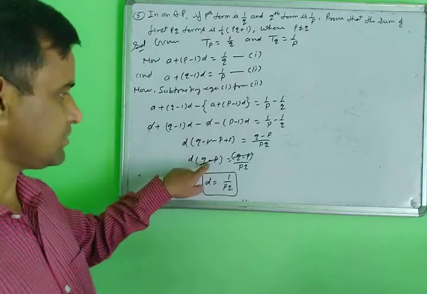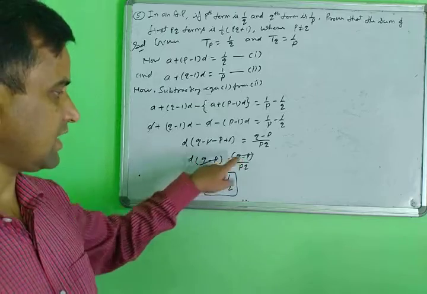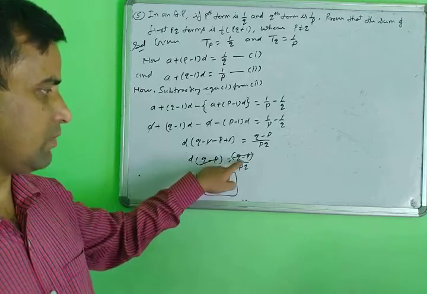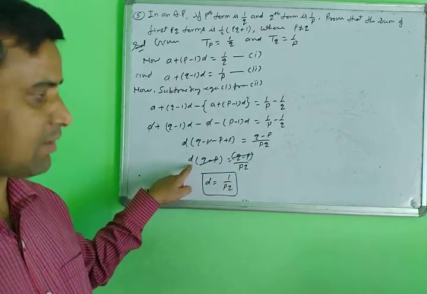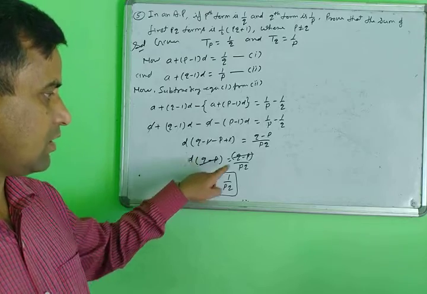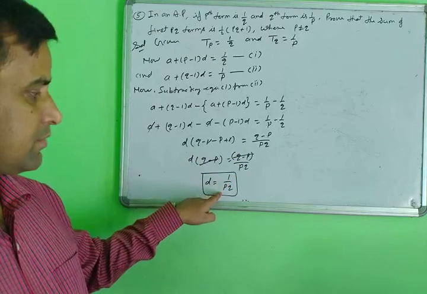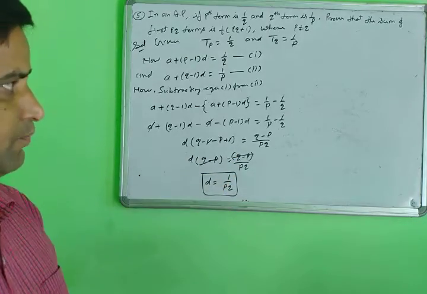This is q minus p and q minus p, in opposite directions, so we cancel them here. What value of d is left here? 1 upon pq.